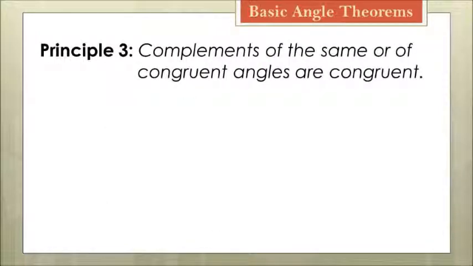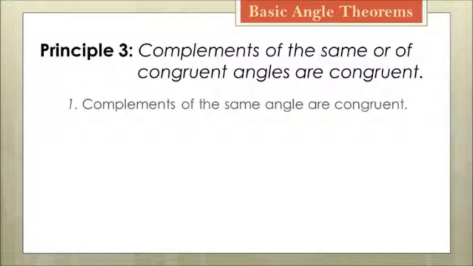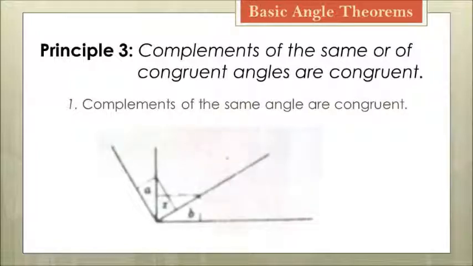Let us proceed to principle number 3, which states that complements of the same or of congruent angles are congruent. This is a combination of two principles. The first one is complements of the same angle are congruent. In the figure, we can form two pairs of angles. One is angle A and angle X, and the other is angle B and angle X. Each angle, angle A and angle B, is a complement of angle X. Thus, angle A is congruent to angle B.